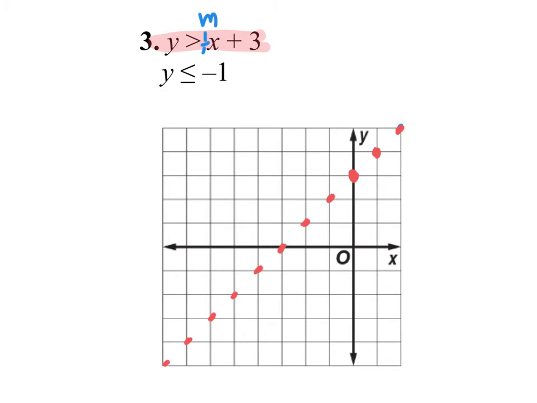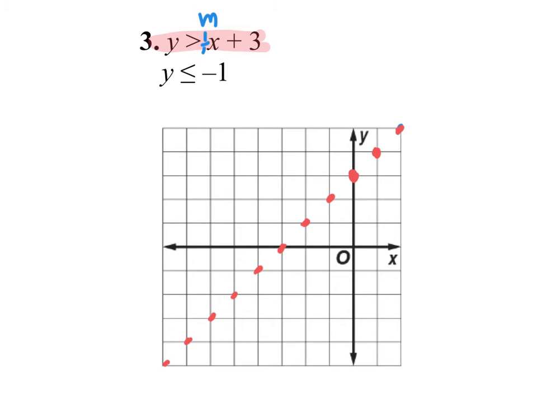And not only that, I need to decide if it's a solid line or a dotted line. What do you guys say, solid or dotted? Anybody awake? Solid or dotted? All right. Thanks for making it awkward. Hey, thank you finally. Thank you for responding.